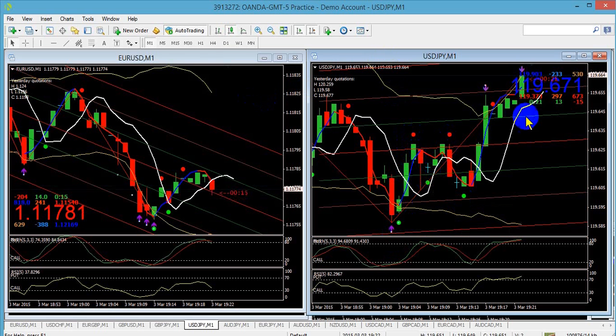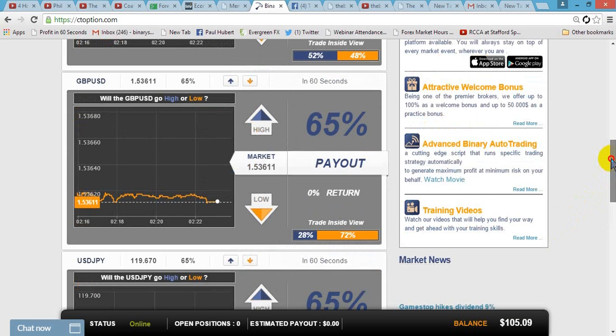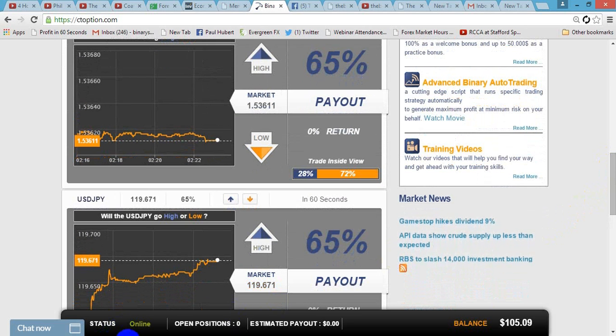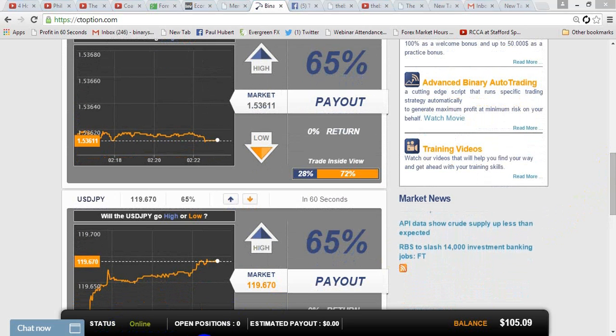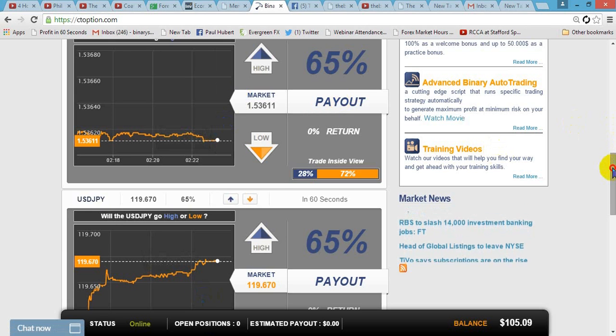Now what we're going to do is watch these two charts while having our broker, CToptions, set up to jump onto these trades. Pound dollar and US yen, I think, are the two I'm doing. Let me double check that. Okay, Euro-US and US-Yen.